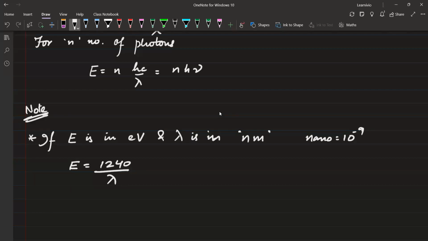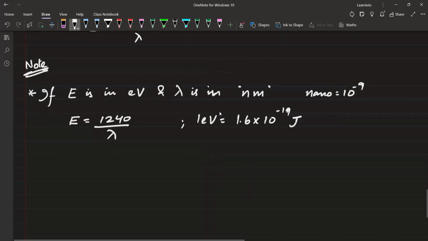And here in lambda you don't need to do any conversion. ठीक है, आप सीधा जो भी नैनोमीटर है उसका वैल्यू पुट कर दीजिएगा, इलेक्ट्रॉन वोल्ट्स में आपके पास एनर्जी आ जाएगी. By the way, let me write what is 1 electron volt in joules. 1 electron volt is equal to 1.6 into 10 to the power minus 19 joules. ठीक है, minus 19 joules.